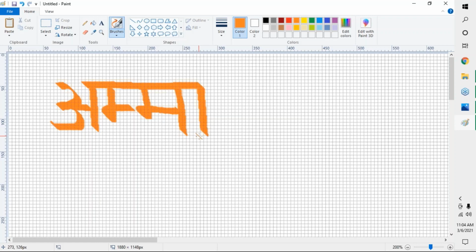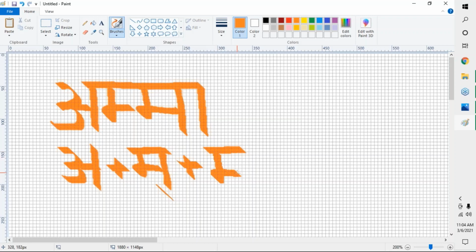Now what happens if I have to do sandhi vichaya, this becomes a, then I am just writing in Devanagari, not Sharda. So ma, then ma, ma plus a.